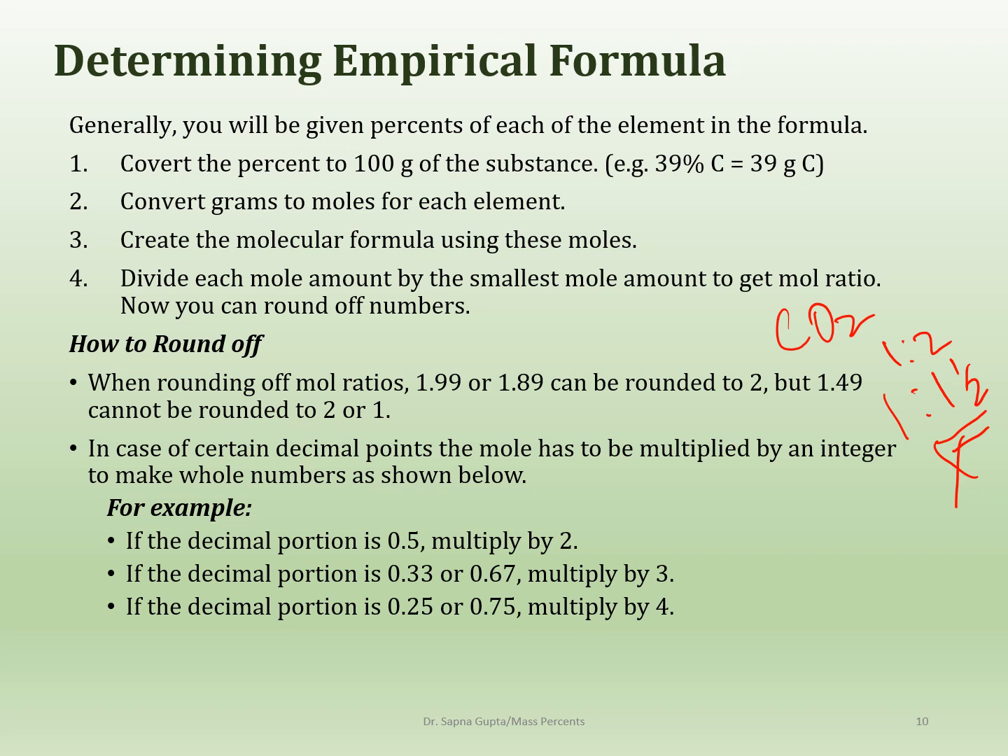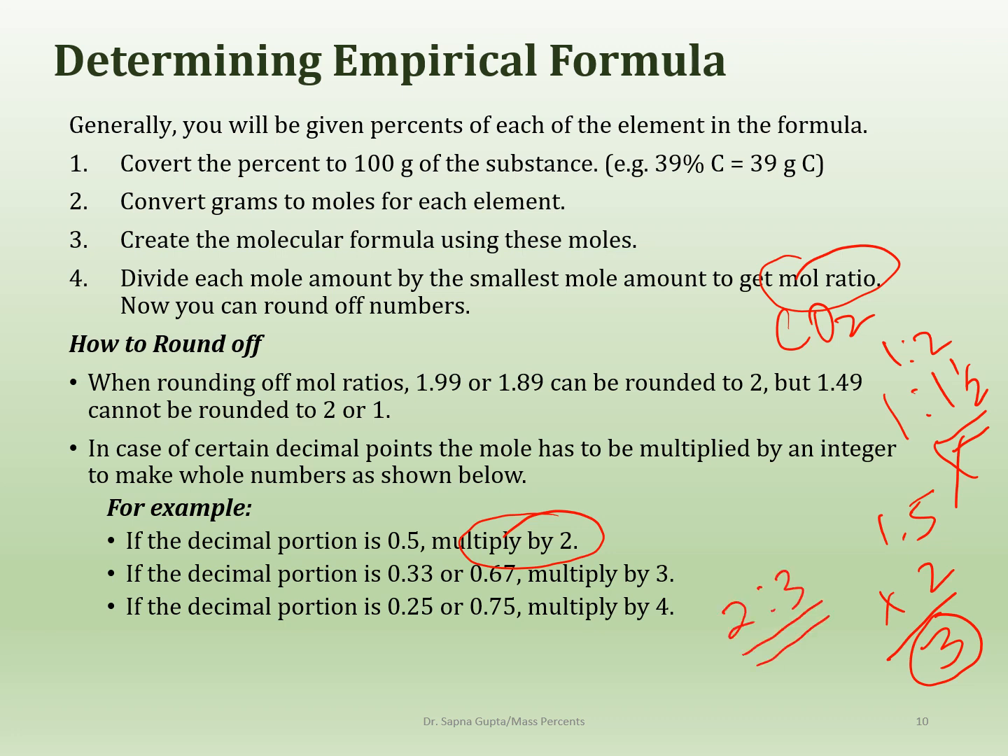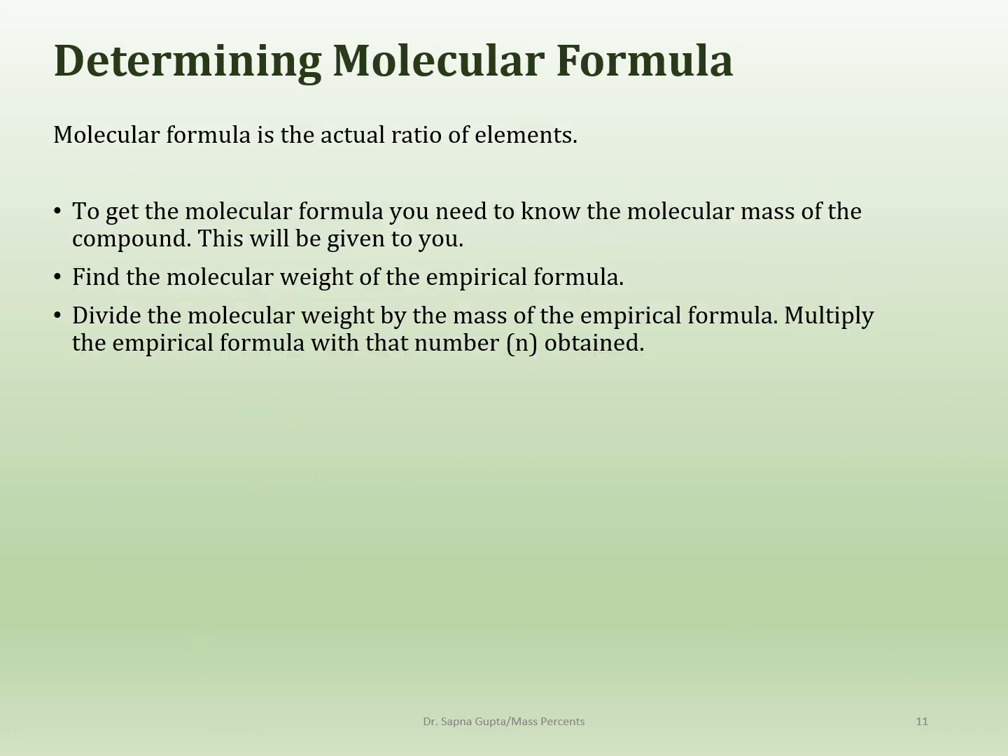So if you're getting a mole ratio of 1 to 1.5, then what do you do? You multiply by 2, and you'll get 3. So your ratio is 2 to 3, which is still the lowest ratio, because you have to multiply everything by 2 in order to get that. So that's what I'm saying: you cannot have decimal points as your mole ratio. All right, we'll do that also as we go on.